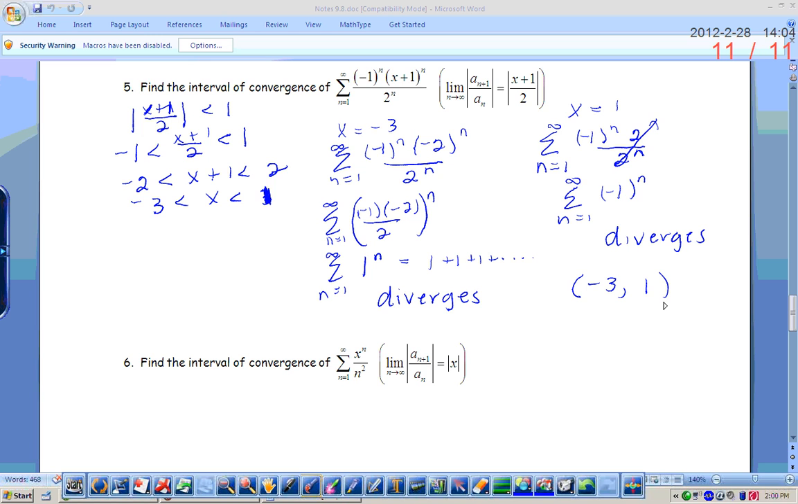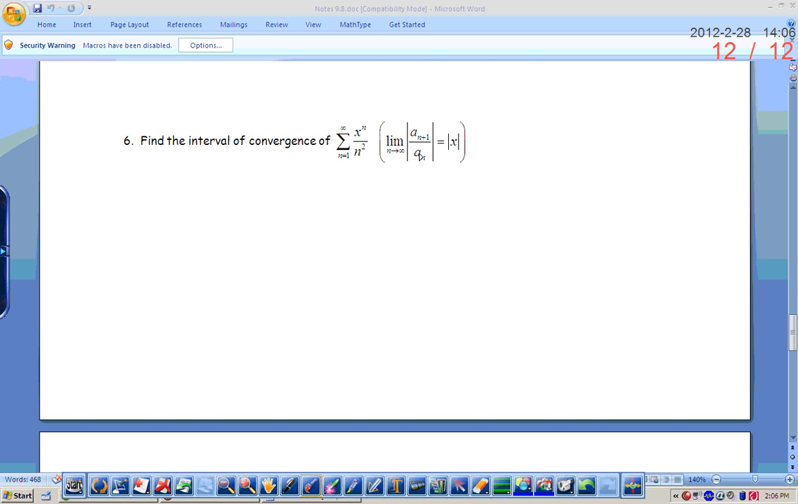So what that really means is that any number between negative 3 and 1, but not including negative 3 or 1, when you plug it in here for x, that series will converge. All right, so if this little parenthesis wasn't here, and I just said find the interval of convergence, what's the first thing you would do? Ratio test. Okay, but I've done the ratio test for you and told you that that limit is the absolute value of x. So to find the values of x that will make the series converge, I need that limit of the absolute value of x to be less than 1.